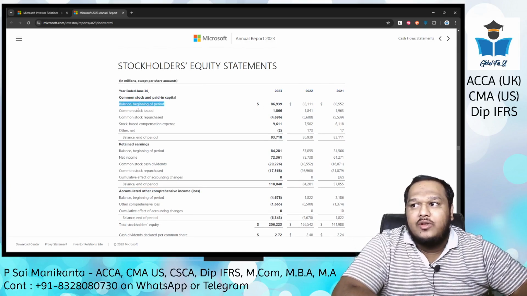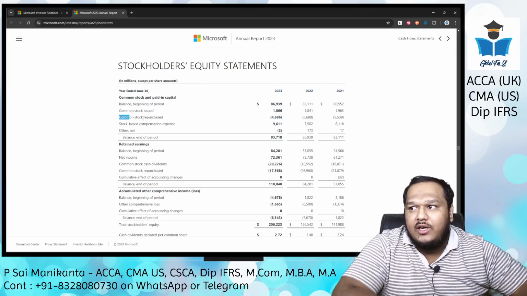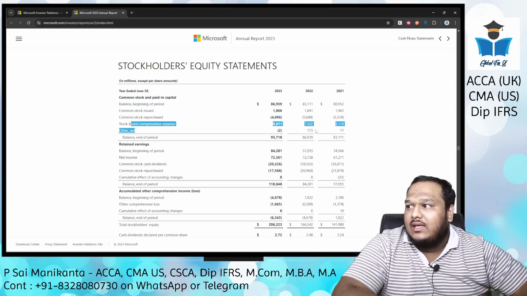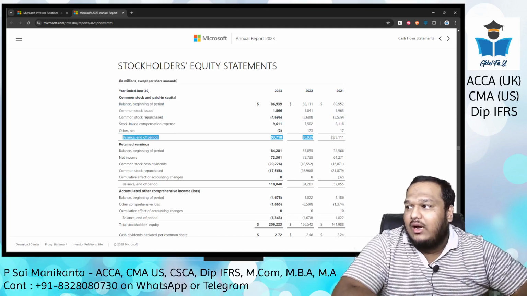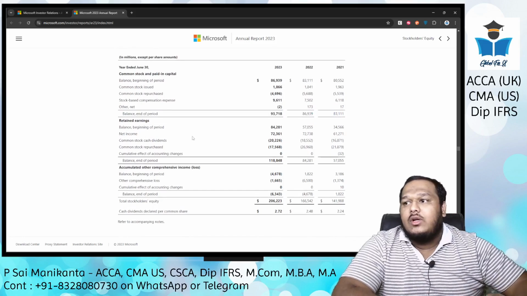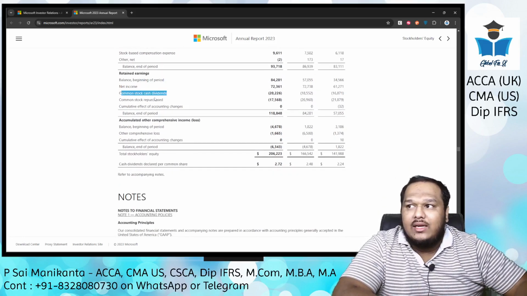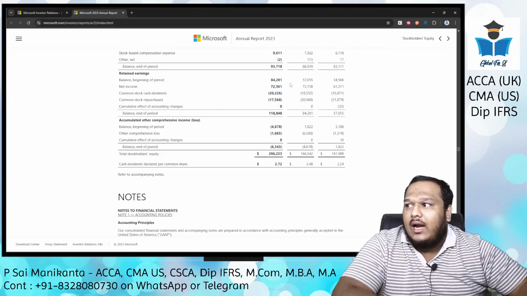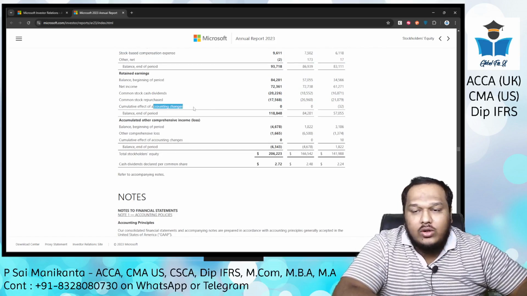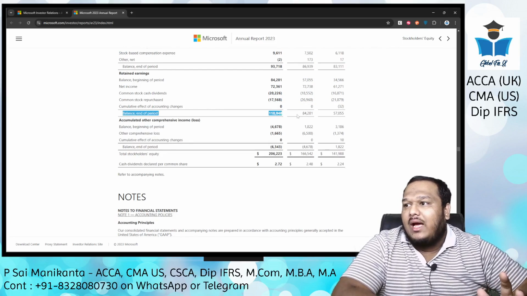Balance at the beginning of the period. How much is issued during the period? How much is repurchased? Are there any other expenses? Net. Then you have the balance at the end of the period. So retained earnings at the beginning of the period, what is the current year net income? Then are there any dividends, stock repurchased, and any other changes due to accounting changes and all? Then you have the balance at the end of the period.